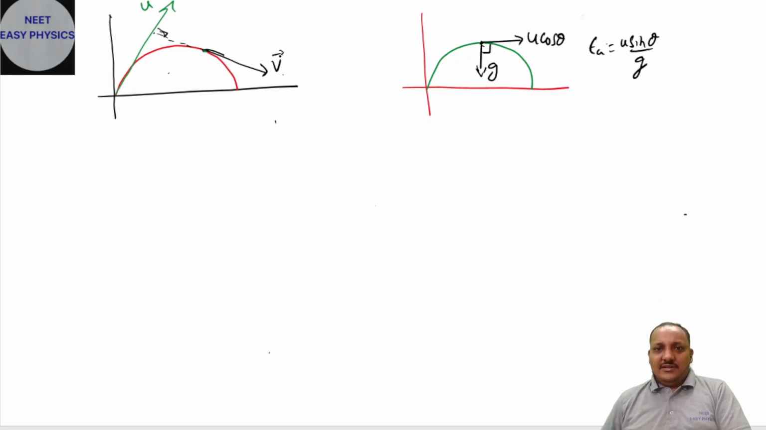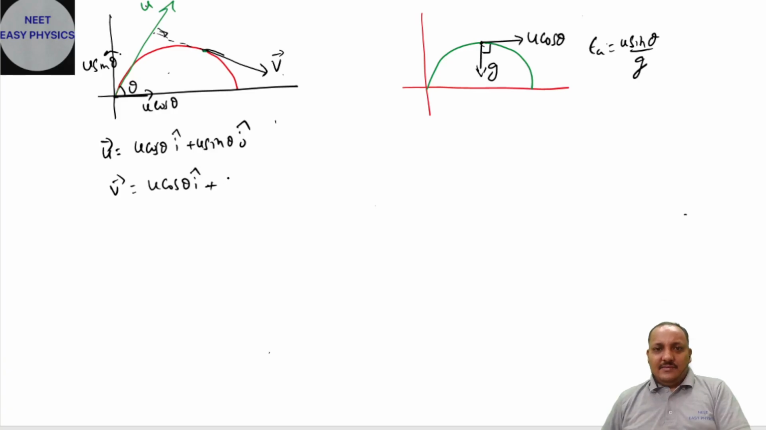Now what is the v bar? What is the u bar? So u bar we came to know. U bar is equal to u cos theta i cap plus u sin theta j cap. So many times we wrote till now. Isn't it? This is u cos theta. This is going to be u sin theta. What is v bar? This one also we wrote so many times. U cos theta will not change. U cos theta i cap plus what is vy? U sin theta minus gt j cap.